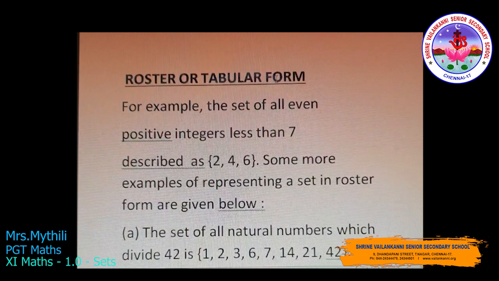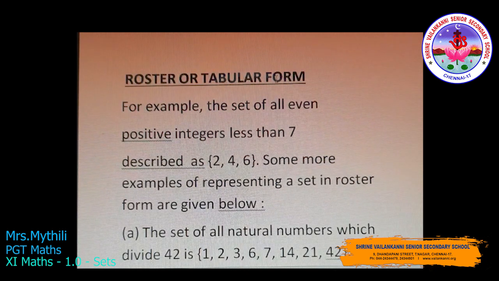The set of all even positive integers less than 7. So we have to write the positive integers which are less than 7. The elements are 2, 4, 6. Some more examples of representing a set in roster form are given below.